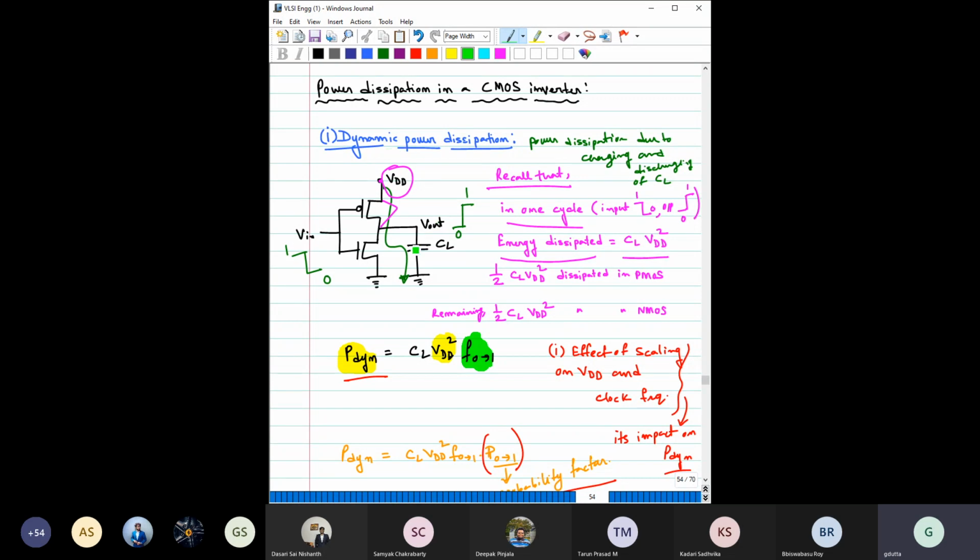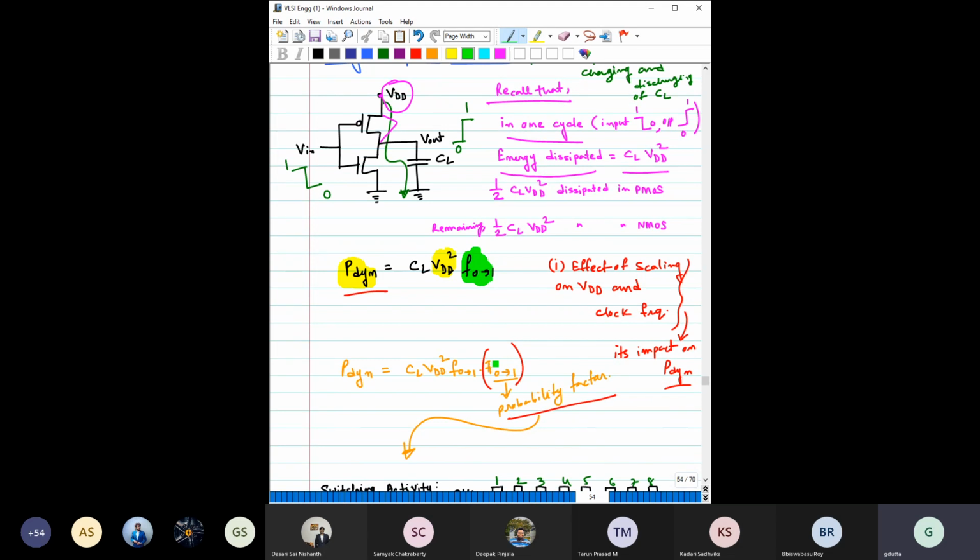Dynamic power dissipation is when you are changing the output from 0 to 1 or from 1 to 0. We have seen that to charge this capacitor, the power is only consumed from this VDD source, and to charge it means to change the output from 0 to 1. The required power, the dynamic power dissipation, is given by CL VDD square times the frequency of this change in the output node from 0 to 1.